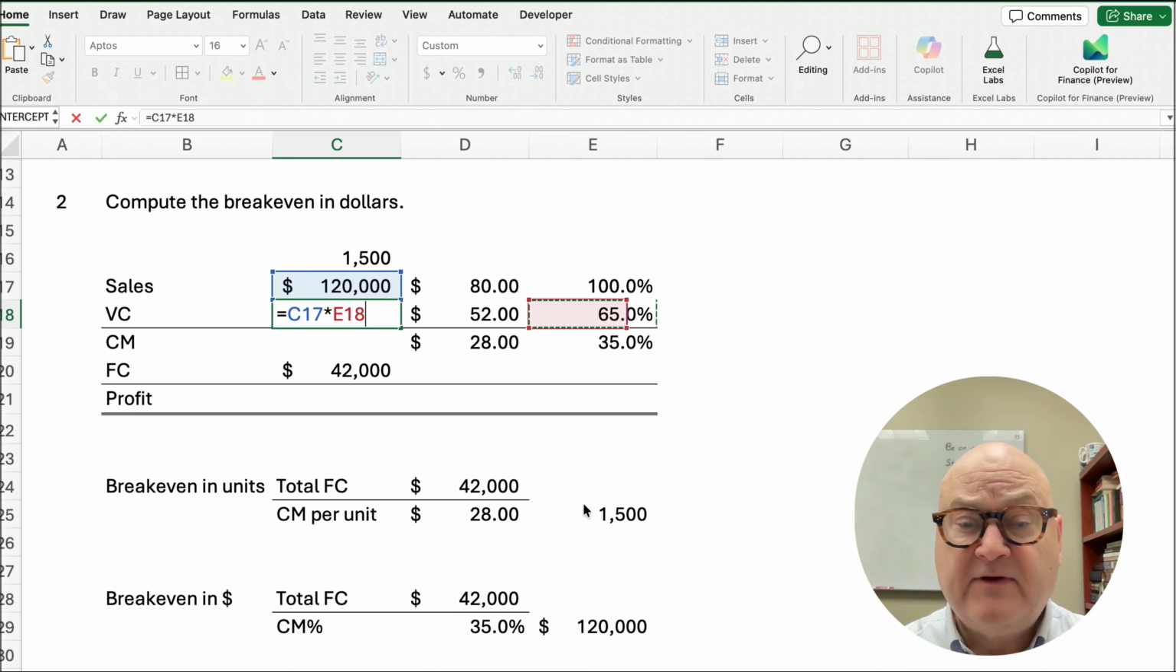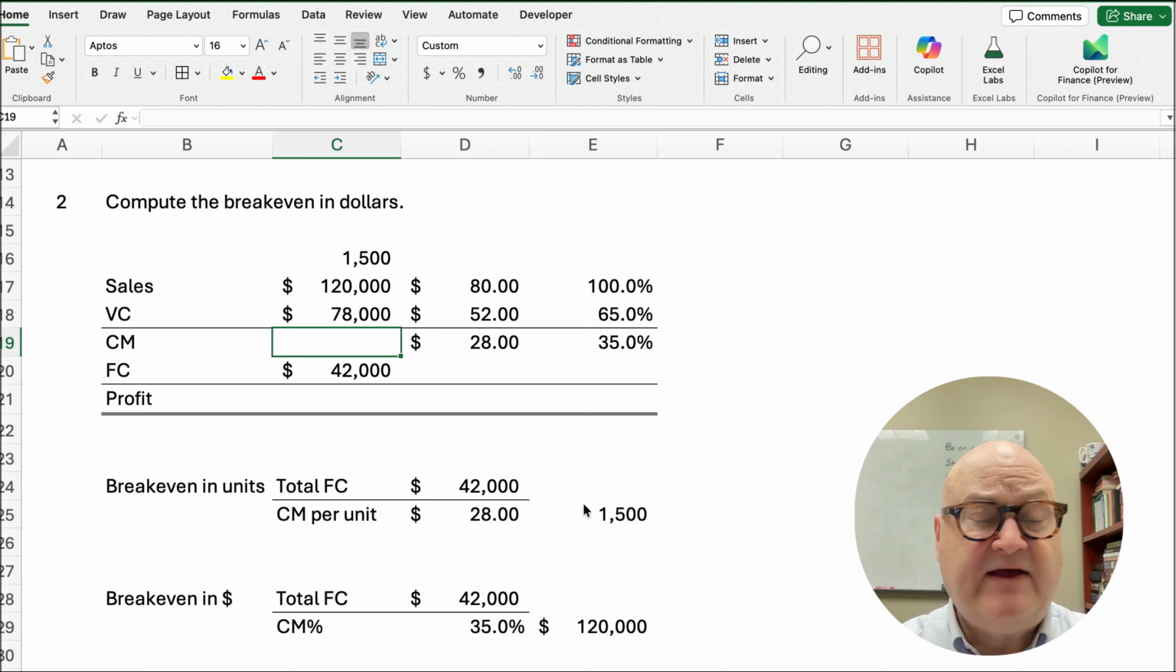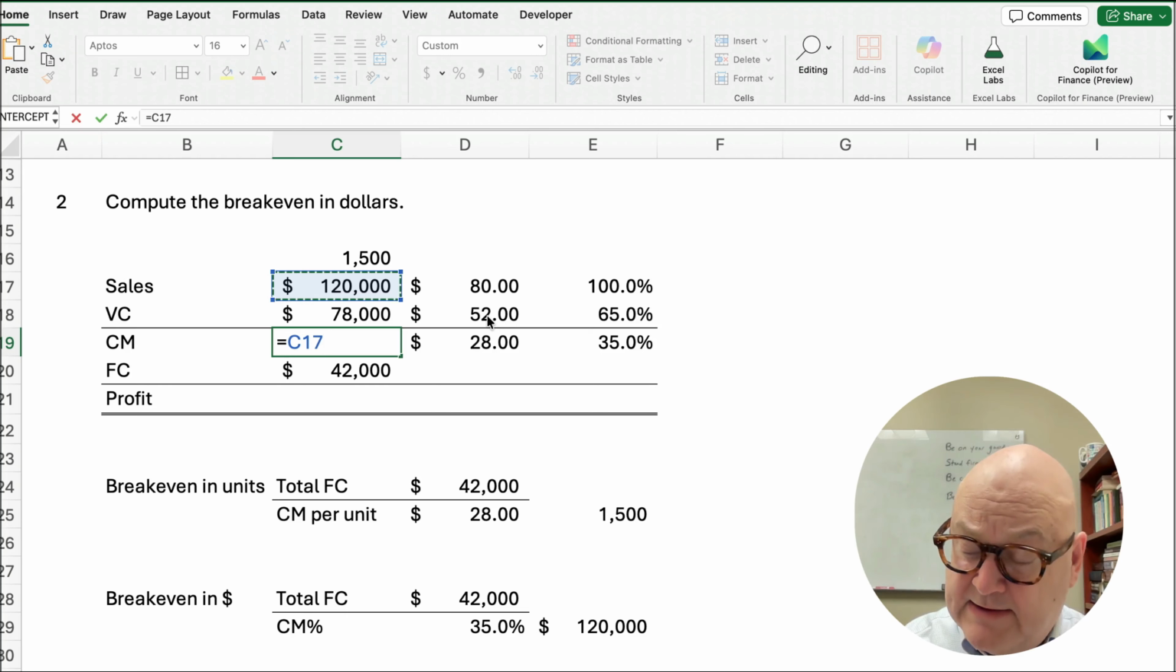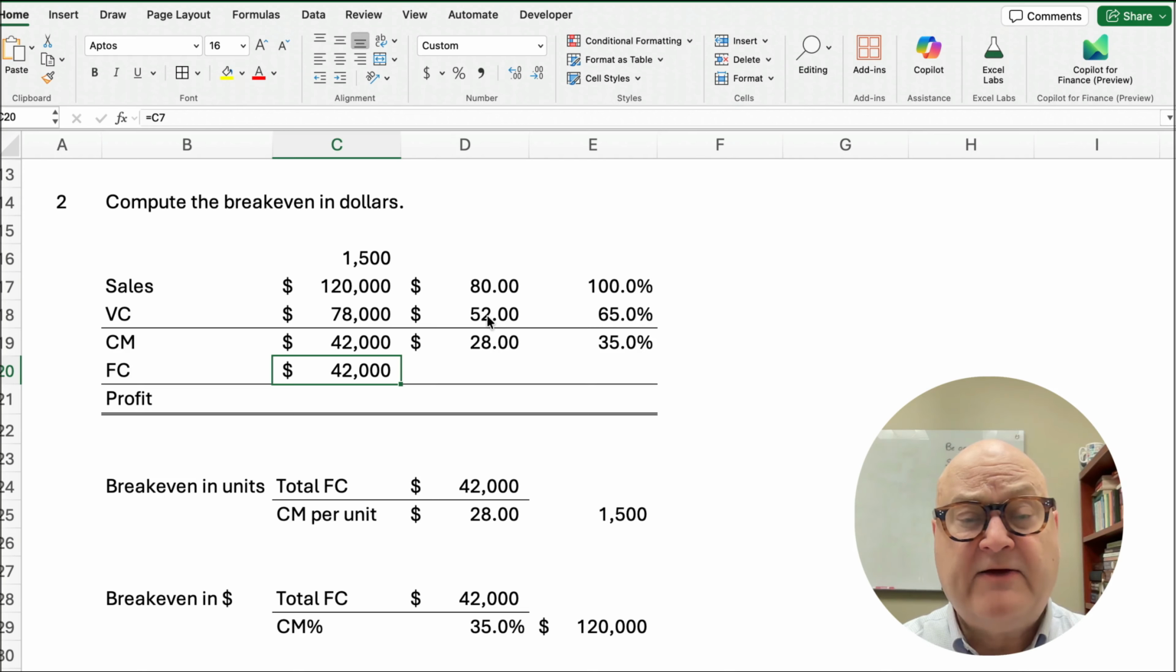120,000 times 65% would be 78,000. That's the same number as 1,500 times 52. All these are related, and they all work, whichever way you want to look at it. We can take 120 divided by, subtract 78, and we get 42,000.